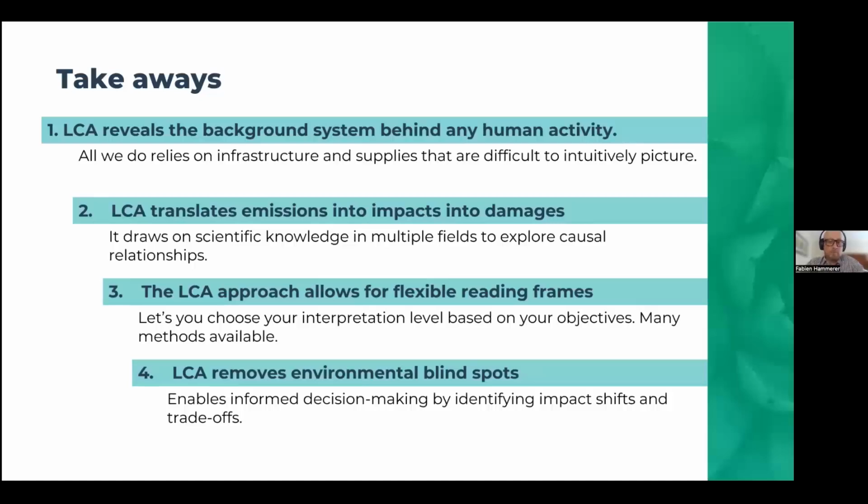And finally, LCA removes environmental blind spots. It enables informed decision-making by identifying impact shifts and trade-offs in each impact area. And that will keep people and organizations from focusing so much on an indicator that they forget the others and, down the line, cause more harm than good.